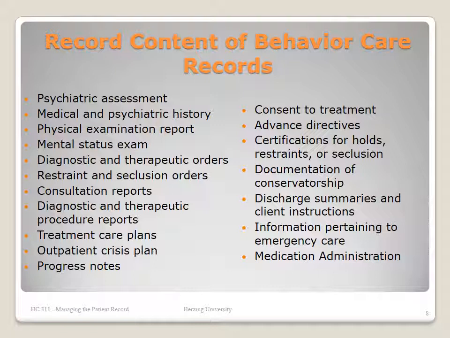Behavior care or mental health records contain the various types of information listed on this slide. There are both some similarities and some differences with other type records. Information that is unique to behavior care records include the outpatient crisis plan and certifications for holds, restraints, and seclusions.